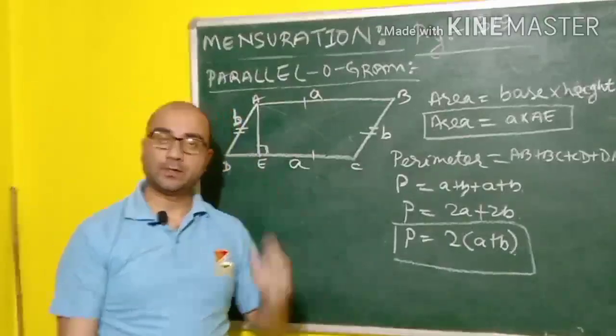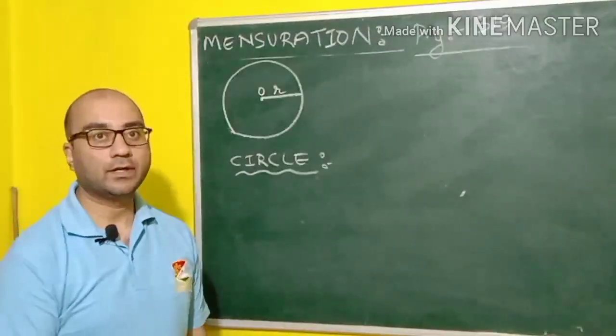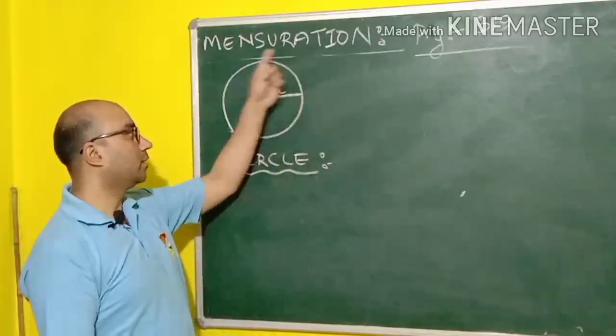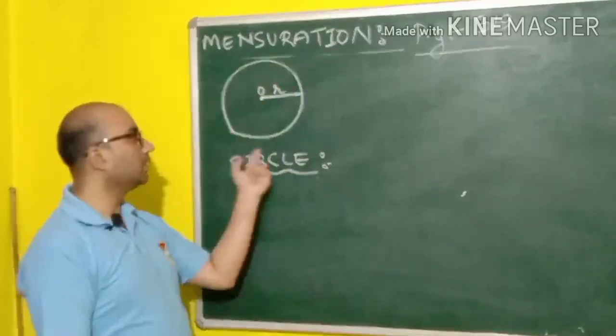Now let us see our next figure. Our next figure is a circle. A circle is also a plane figure, it is a closed figure. You see, it is a closed figure.